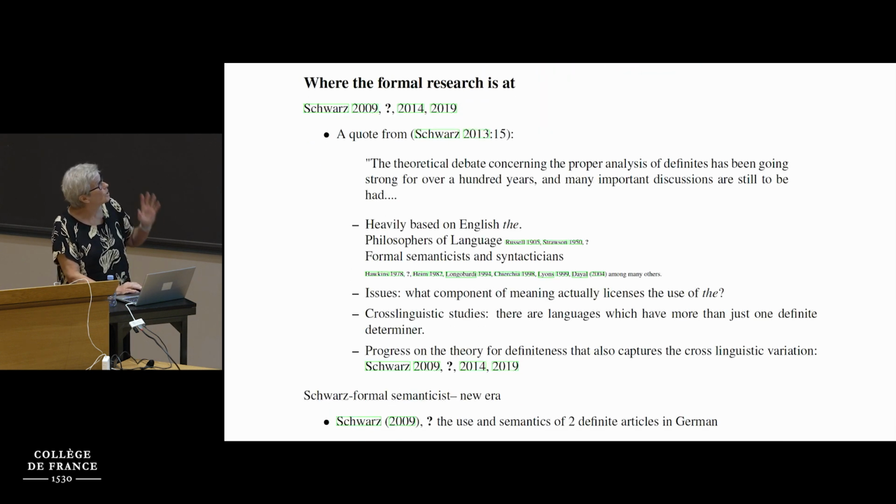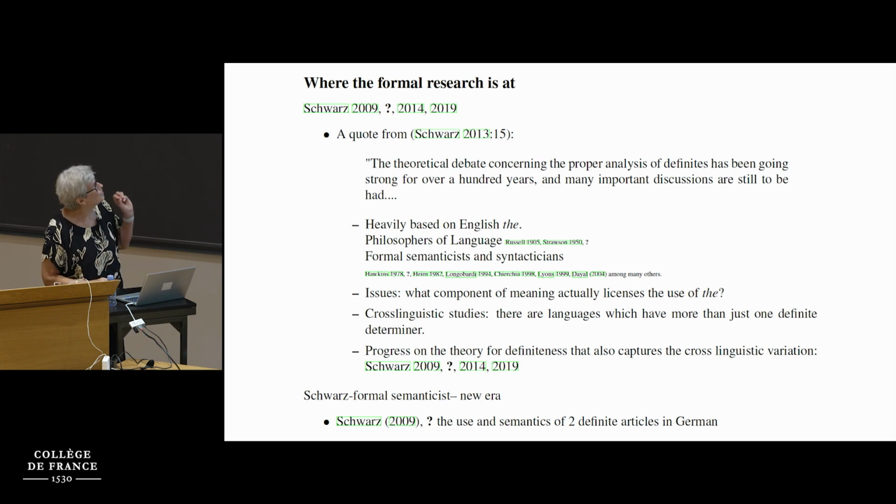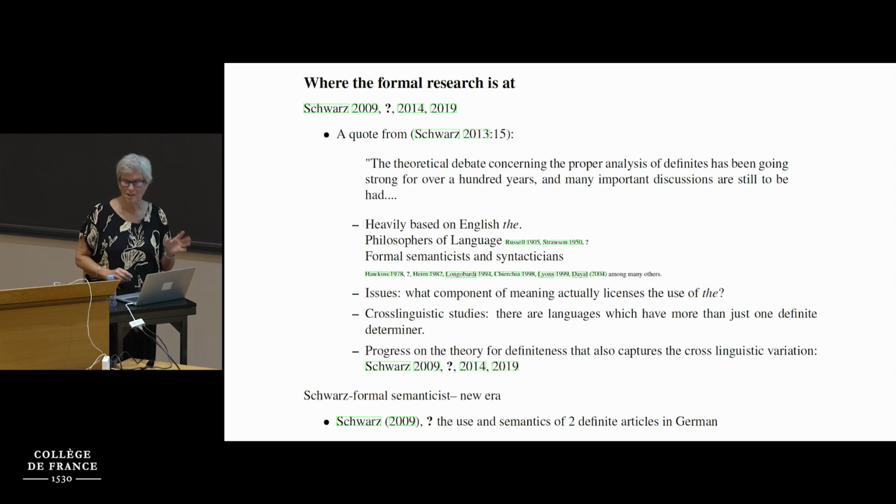Okay, so where is the formal research on this topic? I have a quote here from Florian Schwarz in 2013, page 15, where he starts his conclusion by saying something like, the theoretical debate concerning the proper analysis of definites has been going strong for over 100 years. Many important discussions are still to be had.